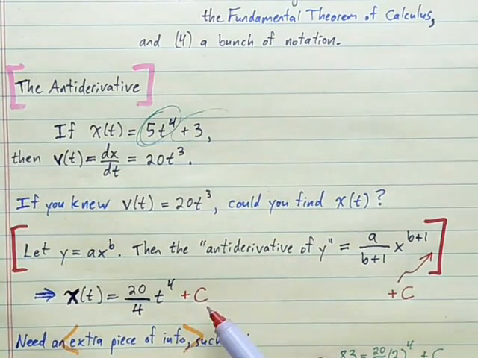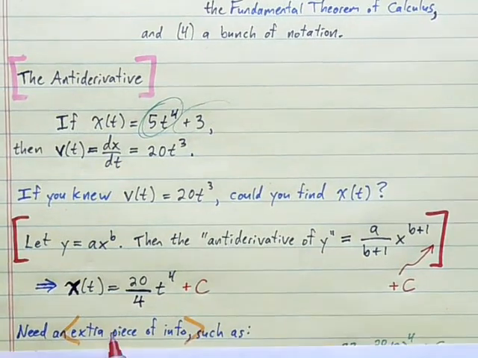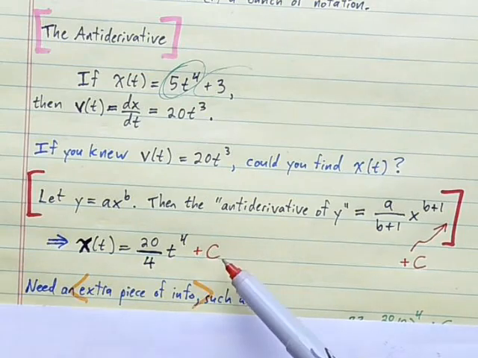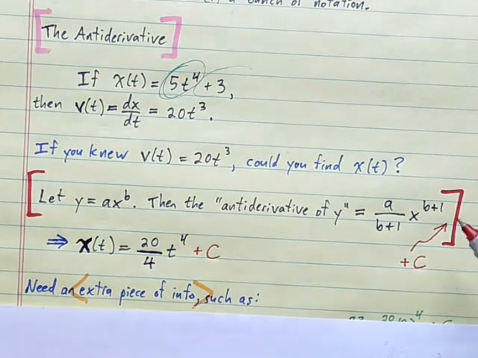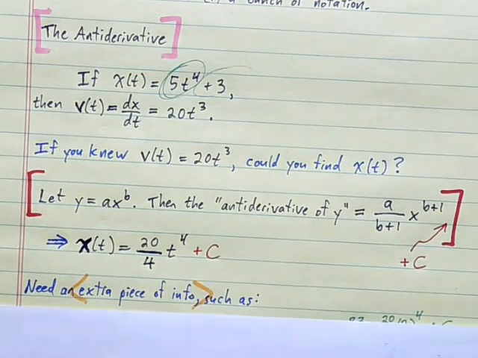We know this constant could be there, but an extra piece of info is necessary to determine what that constant term is. Is it plus 3? Is it plus 11? We don't know, but it could be plus something here. So hence, we always have to add some constant term, some unknown constant when we find the antiderivative. And if we want to know what that extra constant actually is, we have to be told.